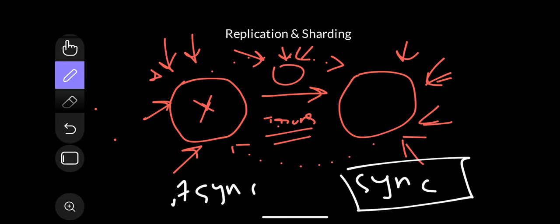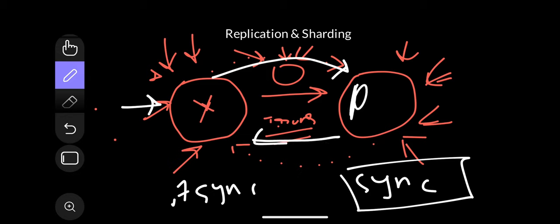Suppose a client issues a write operation to this master database. Now the primary database sends this operation to the replica. Now the replica database acknowledges the successful application, that all the things have been updated. Once all the replicas acknowledge, the primary database commits the transaction and acknowledges back to the client. So this is how sync operation works.